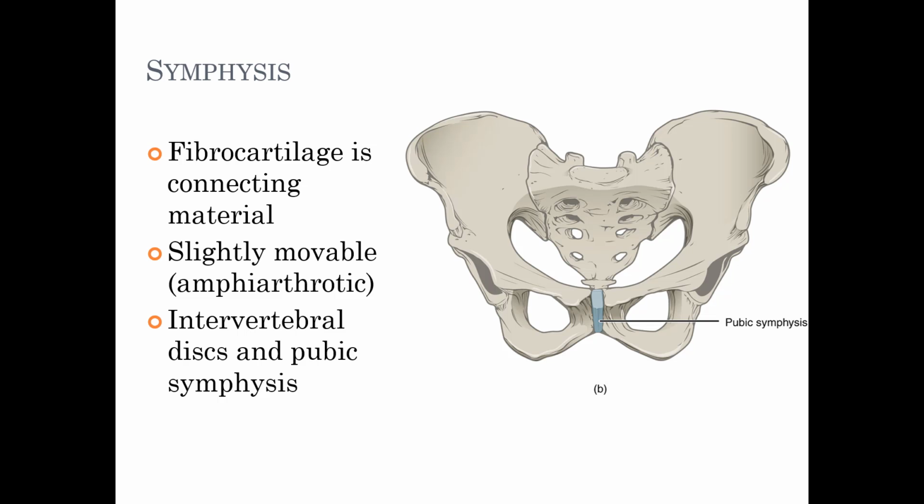It's amphiarthrotic. Two places where we find symphyses are the intervertebral discs, so that's between one vertebra and its neighboring vertebra, and also at the pubic symphysis, so between the two pubic bones on the anterior side of the body. The pubic symphysis, of course, is quite a movable joint, especially in women, because the fibrocartilage actually softens at parturition, so at childbirth, to allow for the baby's head to pass more easily through the pelvic cavity.